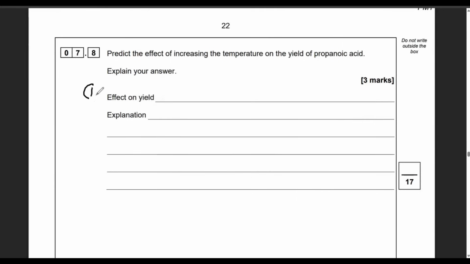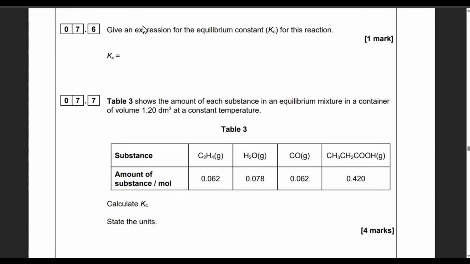Of course, pause the video, have a go. Should do that with all of these. You're going to get 1 mark for describing the effect on the yield and 2 marks for the scientific explanation. Let's go up and find out.